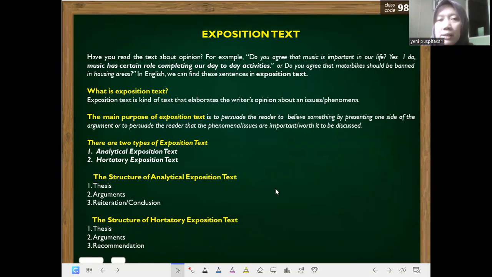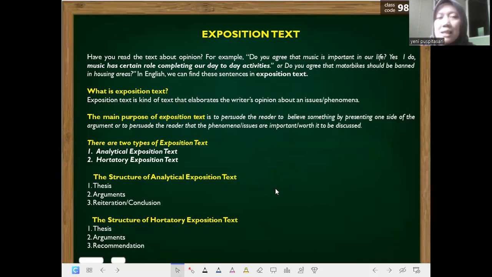Okay, have you read the text about opinion? For example, do you agree that music is important in our life? Yes, I do. Music has certain role completing our day-to-day activities. Or do you agree that motorbikes should be banned in housing areas? In English, we can find these sentences in exposition text.